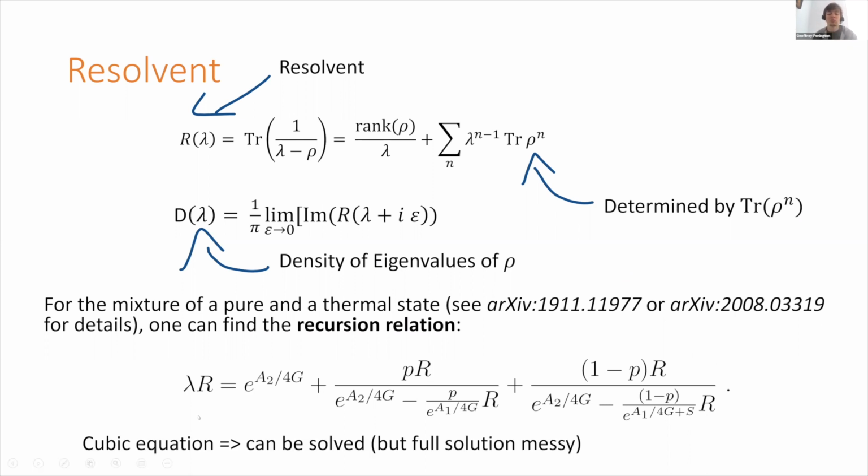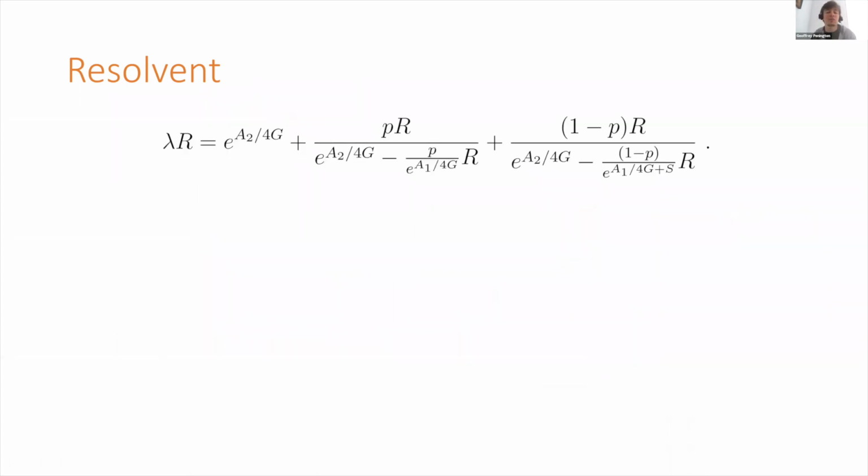So this thing looks kind of horrible, but at the end of the day, it's just a cubic equation for R as a function of lambda, and cubic equations can be solved, right? Of course, no one ever got any insight out of directly solving a cubic equation using the general formula, so we're not going to do that.